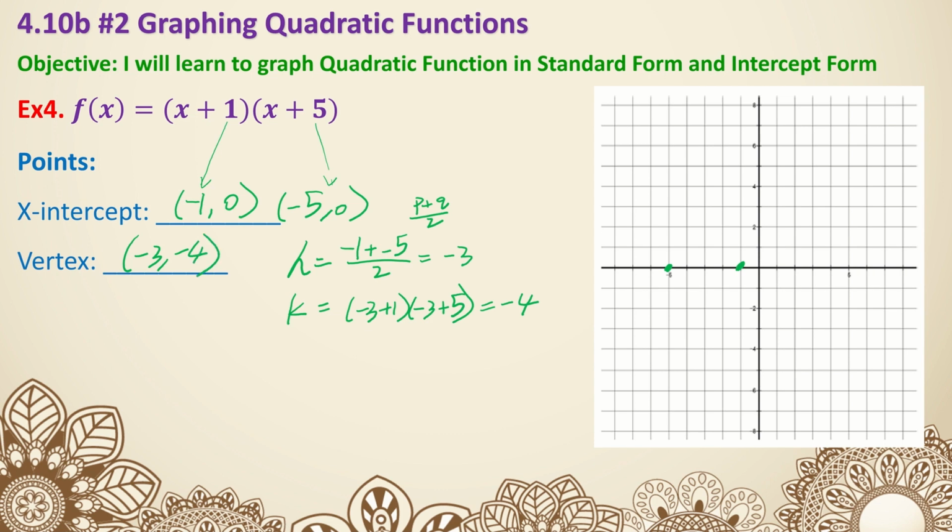Negative 4. Right here. Well, the two x-intercepts are already symmetric, already reflections of each other across the axis of symmetry, which is actually on the vertex. So we can find one extra point.